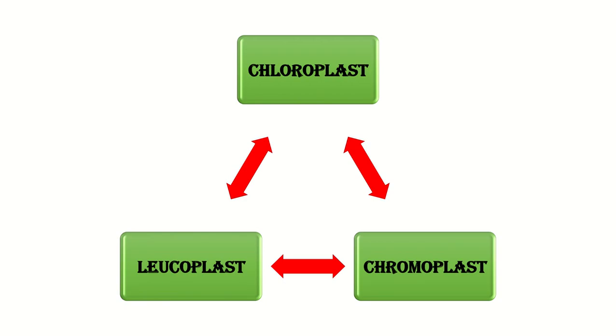Chloroplast, leucoplast and chromoplasts are interconvertible. It means what? Chloroplast can get converted to either of the two forms, that is leucoplast and chromoplast. Chromoplast can also get converted to either chloroplast or leucoplast. This means what? All these three subtypes of plastids are interconvertible.